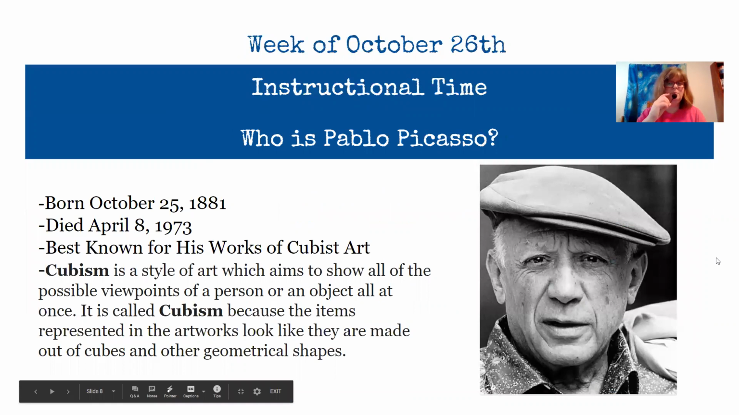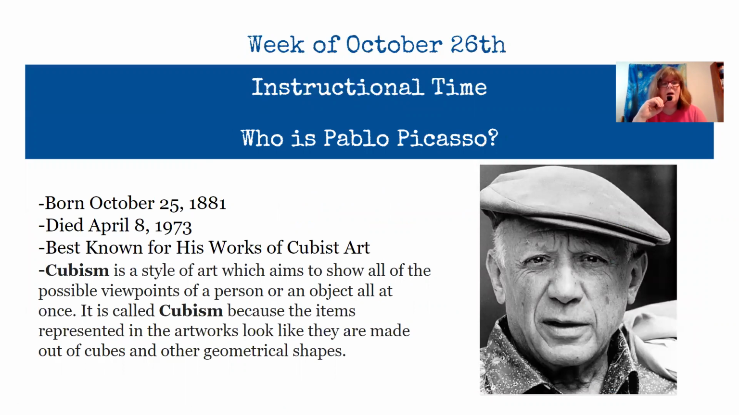Now, who is Pablo Picasso? Well, this is a picture of him. And he was actually born on October 25th, a long time ago, 1881. And he passed away on April 8th, 1973. But his artwork still lives on, and he's best known for Cubist art. And this is a long definition, but I'll explain it.